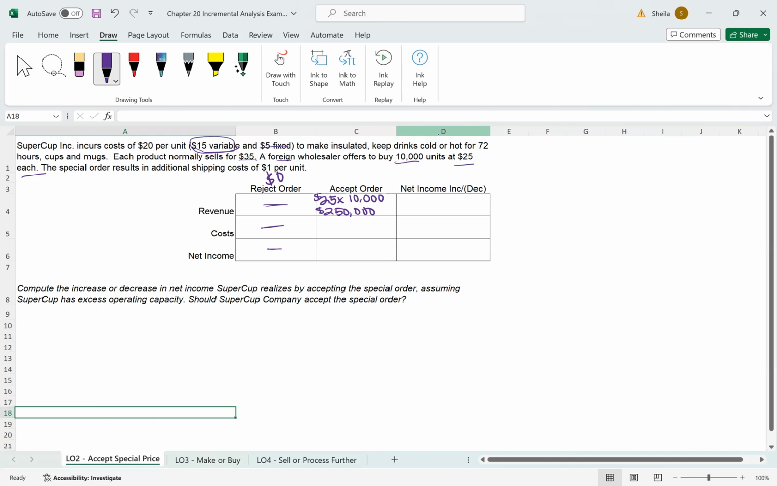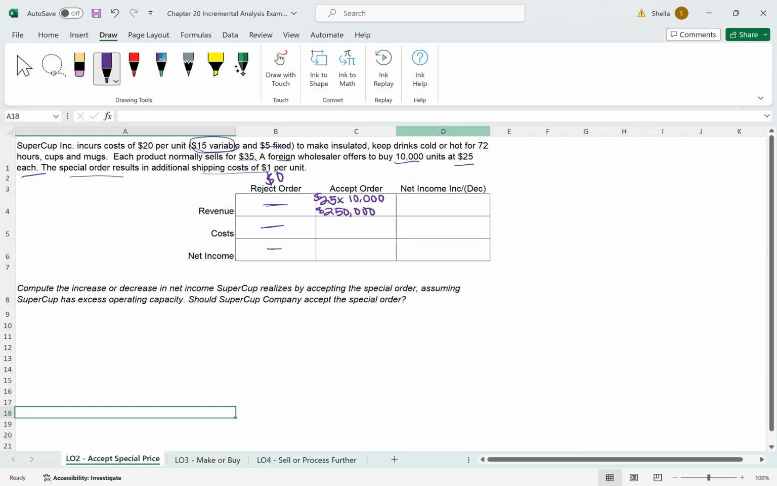The key is that this order must be coming to us for a certain reason, okay? And maybe that reason is that the company approached us. So we need to isolate what is relevant to this decision. What's relevant is the $25. Now, in terms of cost, we've got a little bit of additional information here. Special orders result in additional shipping costs of $1 per unit. Maybe it has to do with the fact that it's a foreign wholesaler.